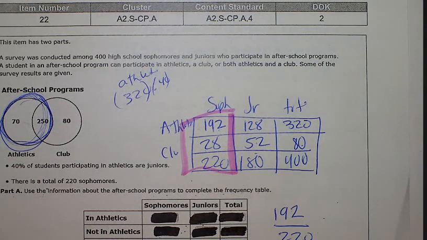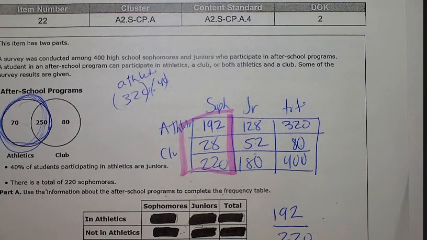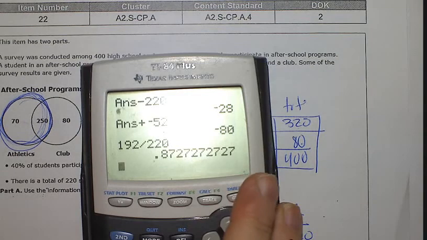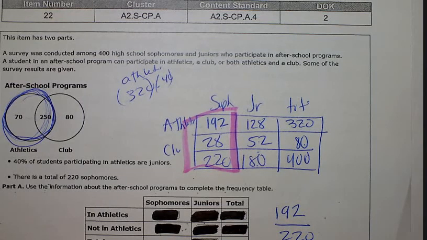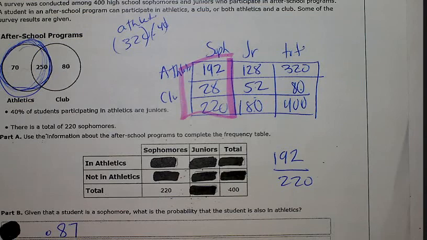And then it doesn't say what to round to, does it? I have this as an answer, so if I was going to write it as a percentage, it'd be 87%. If I don't see a percent symbol here, I would put 0.87. 0.87 is how I'd write it if there's not a percentage symbol.